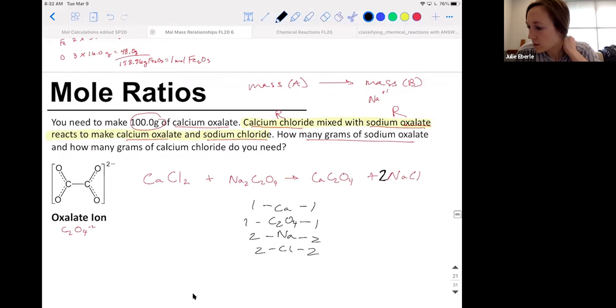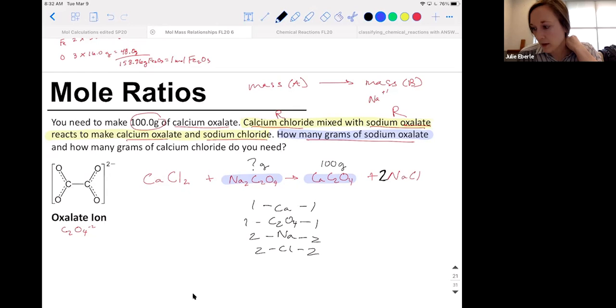Okay, now the question we're going to answer, I'm going to highlight it in blue. How many grams of sodium oxalate? Which one is sodium oxalate? That's our reactant, this one right here. How many grams of sodium oxalate do you need to make 100 grams of calcium oxalate? The 2 we're interested in for this first question are the 2 highlighted in blue. We are starting out with 100 grams of this, and we want to know how many grams of sodium oxalate we need to make 100 grams of that product.